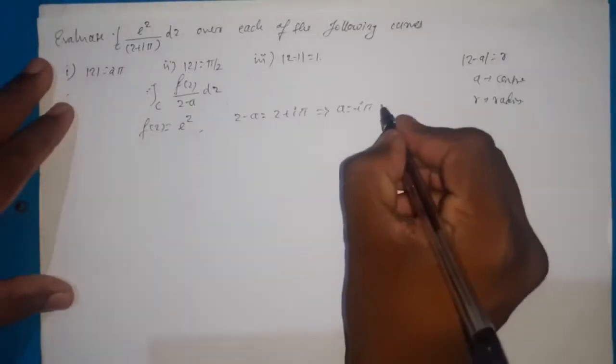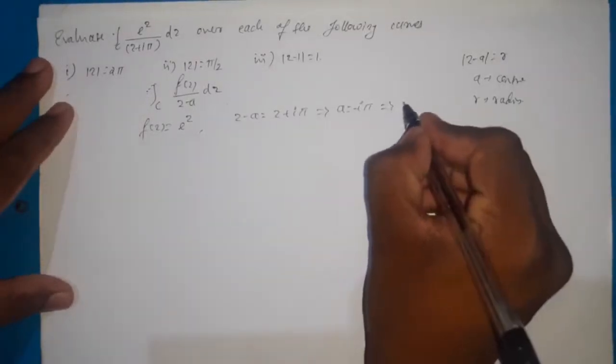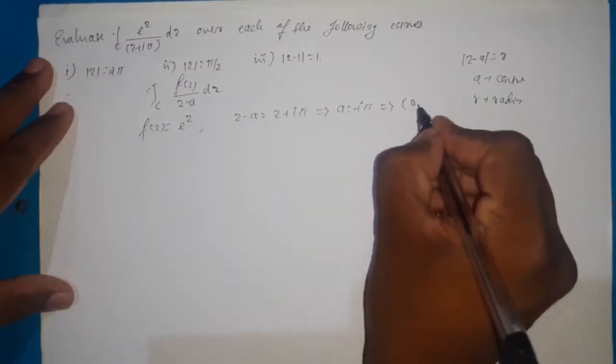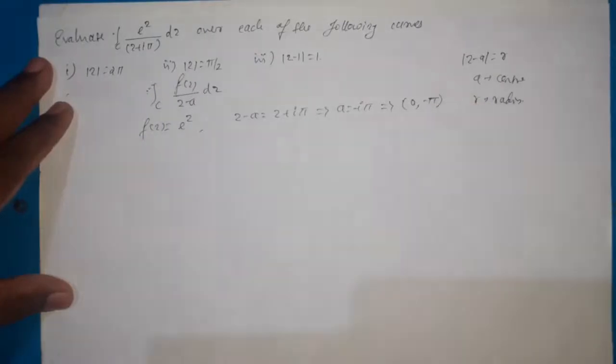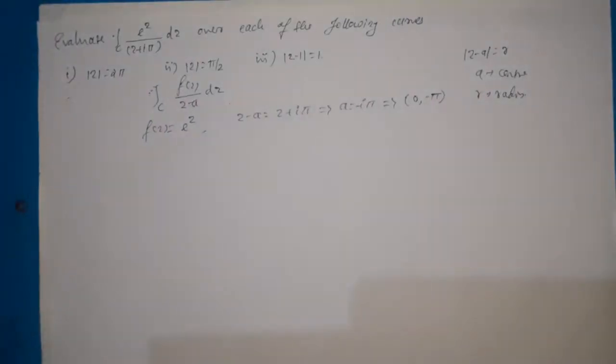Then it implies that the center a is equal to minus I pi, and coordinates of this center. So here real part is 0 and the imaginary part is minus pi. So therefore 0 comma minus pi is the coordinates of the point A. And now we need to start with each of the curves.